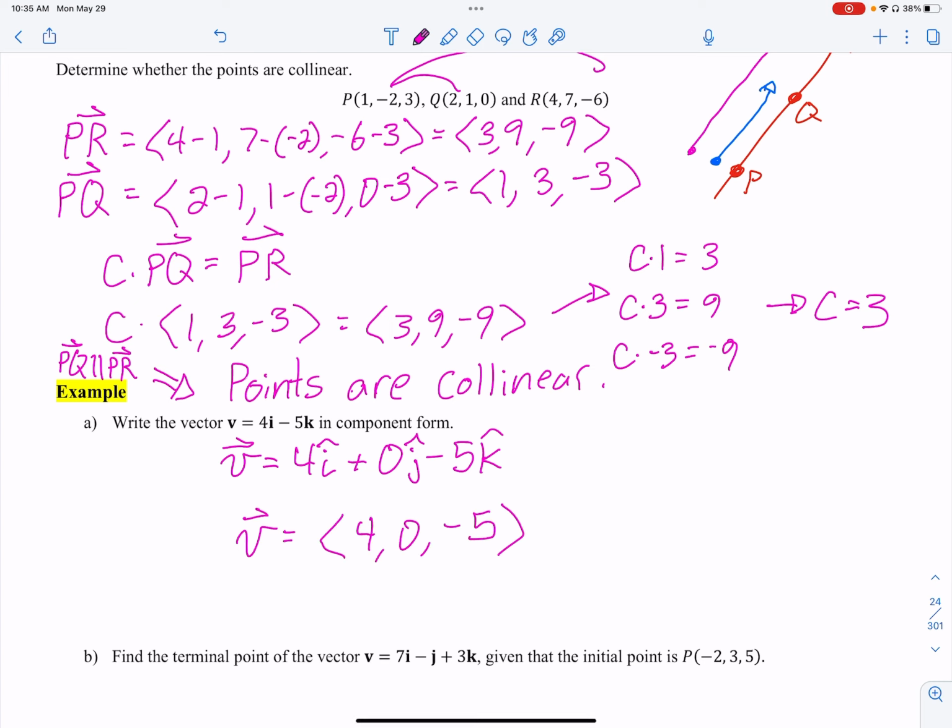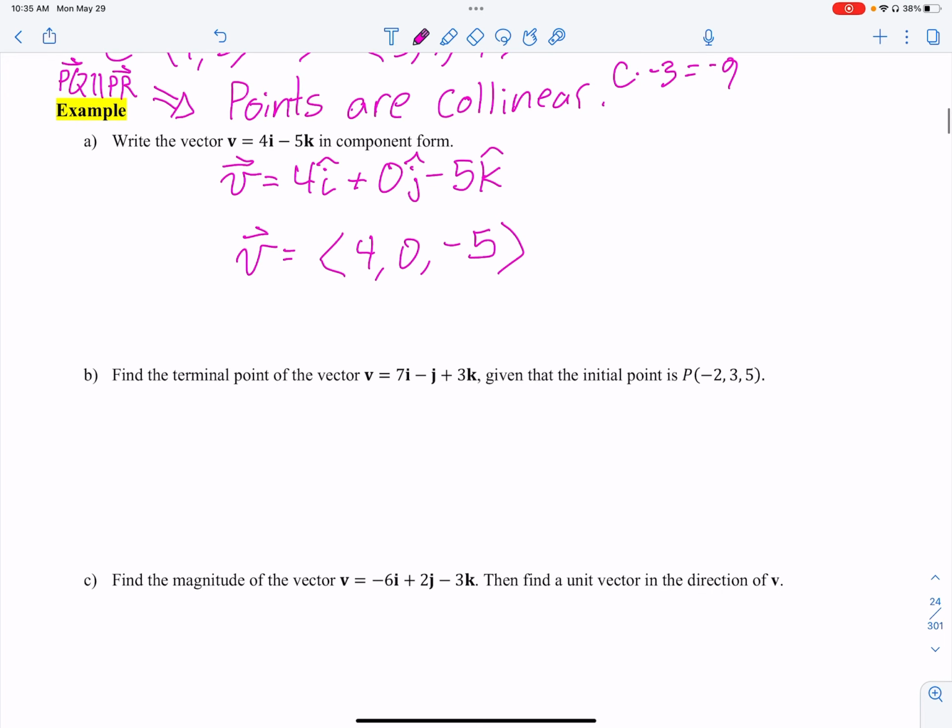Be very careful of this. I find myself making this mistake a lot, just thinking fast, doing like, oh, okay, two-dimensional vector, 4, negative 5. No, it's a three-dimensional because they gave a k. That's the indicator.